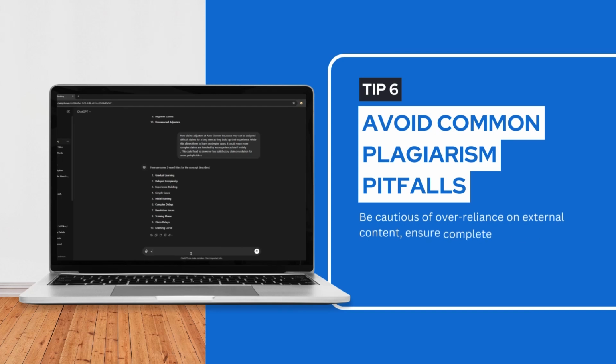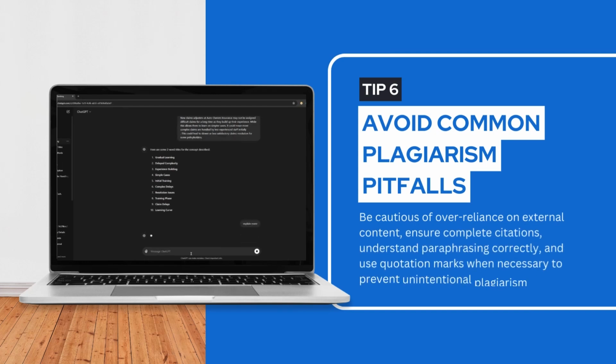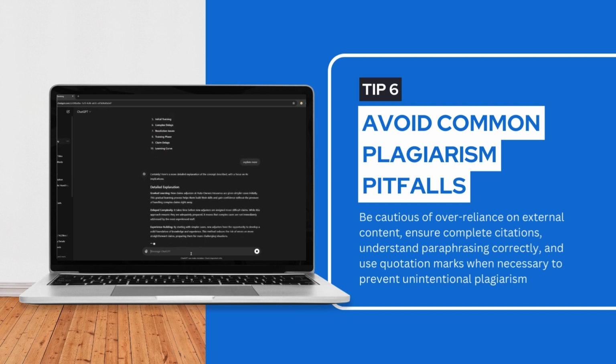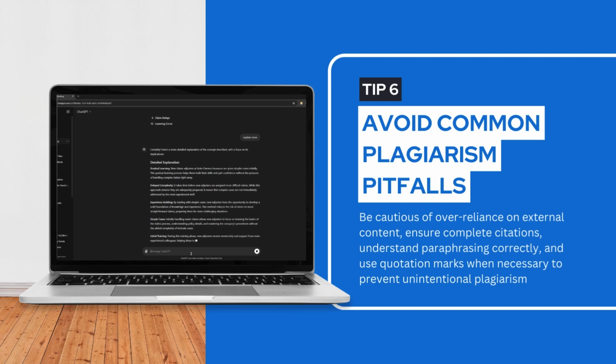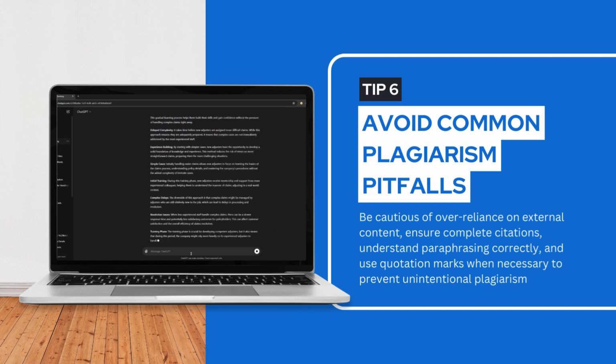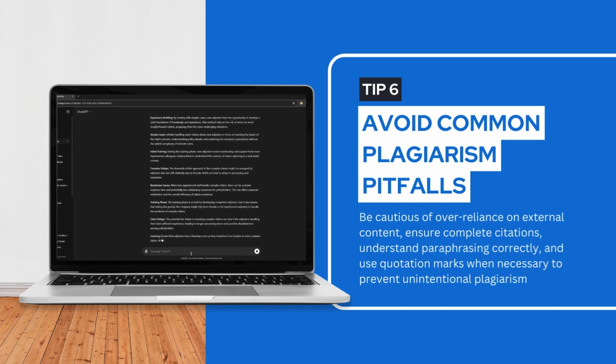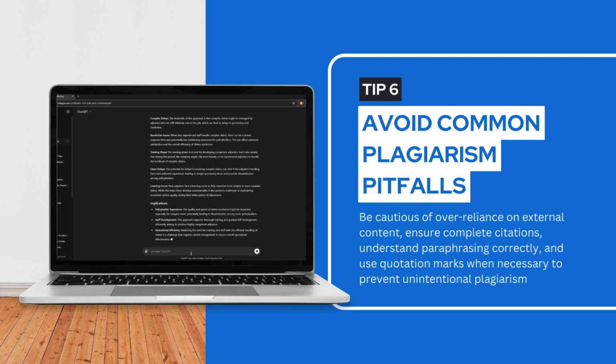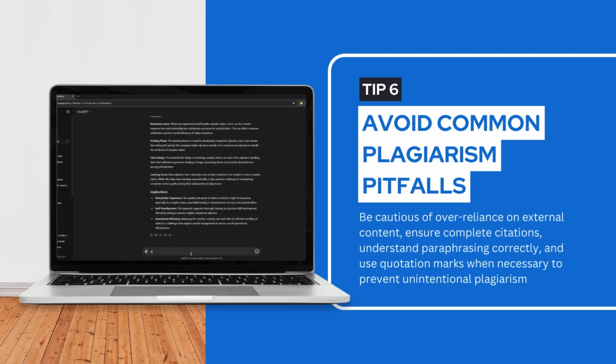Avoid common plagiarism pitfalls. Be cautious of over-relying on external content, ensure complete citations, understand paraphrasing correctly, and use quotation marks when necessary to prevent unintentional plagiarism. By being mindful of these common pitfalls, you can effectively navigate the use of ChatGPT and other AI tools while maintaining the originality of your work.